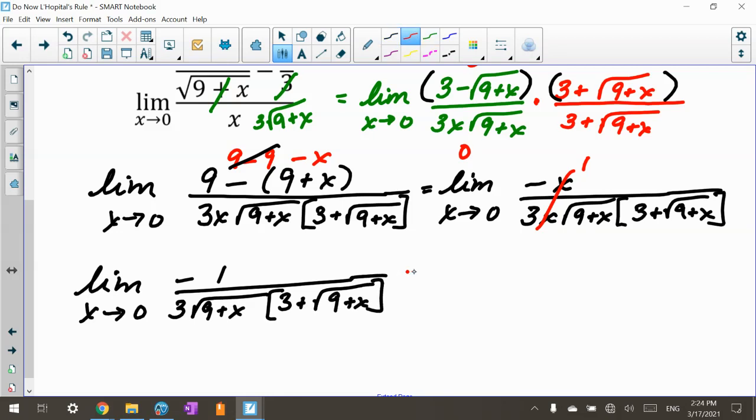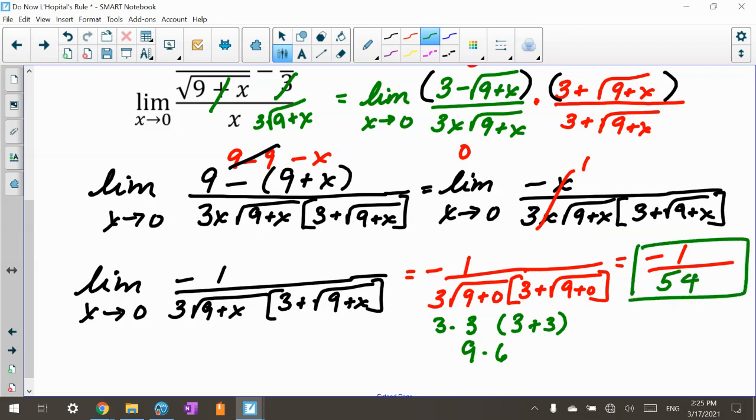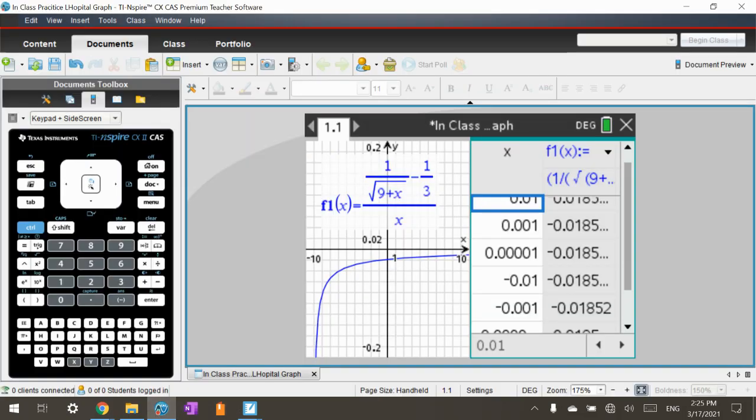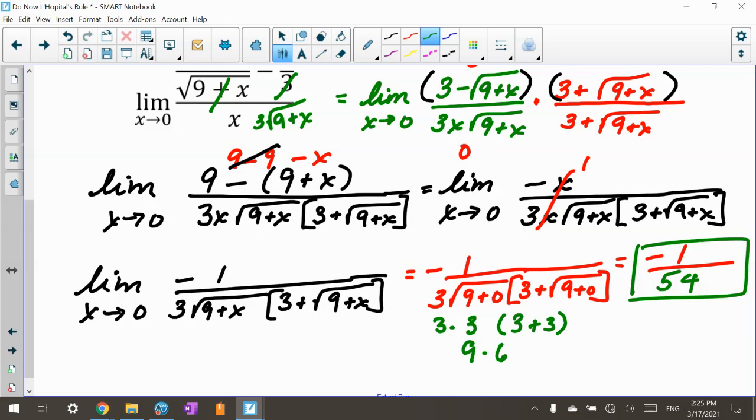Now, when I plug a 0 in, because now it looks like I can, I've got negative 1 over 3 times radical 9 plus 0, times 3 plus radical 9 plus 0. So I have negative 1 over here. Underneath here, I have a 3 times a 3, parentheses 3 plus 3. So I have 9 times 6, or 54. And guess what? When I put that in my calculator, and you guessed it, it's going to be this value here. It's negative 0.0185. So I just found the limit algebraically, which is what we found intuitively.